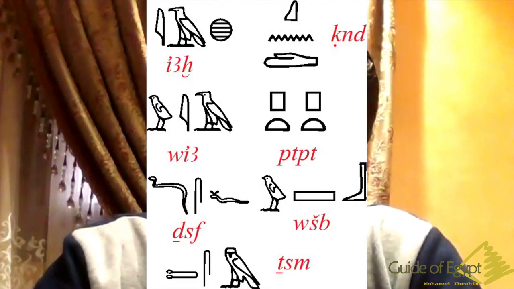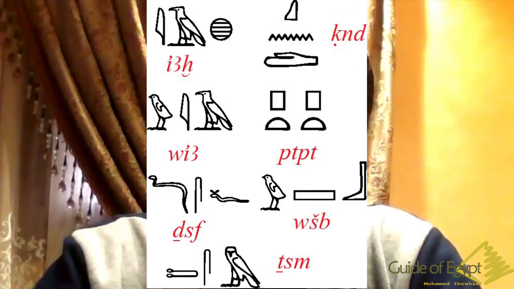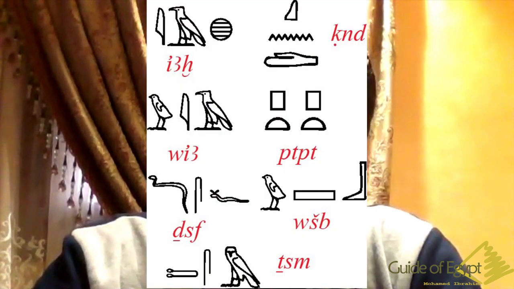Now we will not read this word Kind, we will not read it K, it is Qa, Qand. Wiya, Pit, or Pat, Jesef, Wishp, Tissim, and some people read this letter Tith as Z, or like when I say Ith and I put my tongue out, Ith. So we have S and Ith.